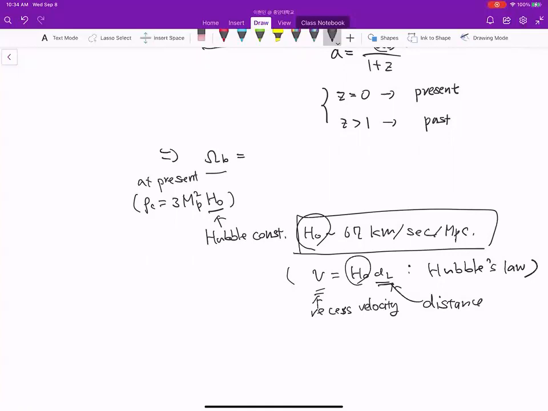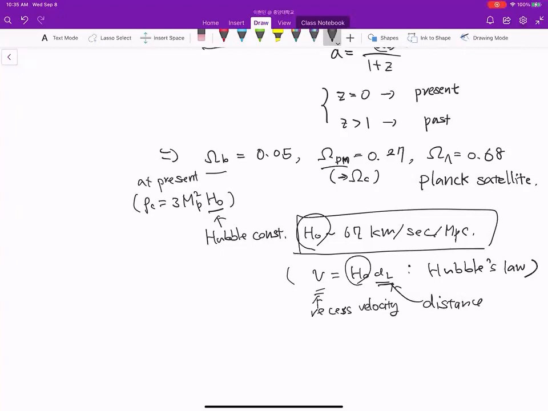In any case, from the CMB, omega baryon is 0.5%, omega dark matter is equal to 0.27, and omega lambda is equal to 0.68. Because of the dark matter, in the references this omega dark matter is called omega C, for cold dark matter. If you look at the Planck paper, the Planck satellite experiment observes the CMB photons to infer these numbers: omega b, omega dark matter, omega lambda.